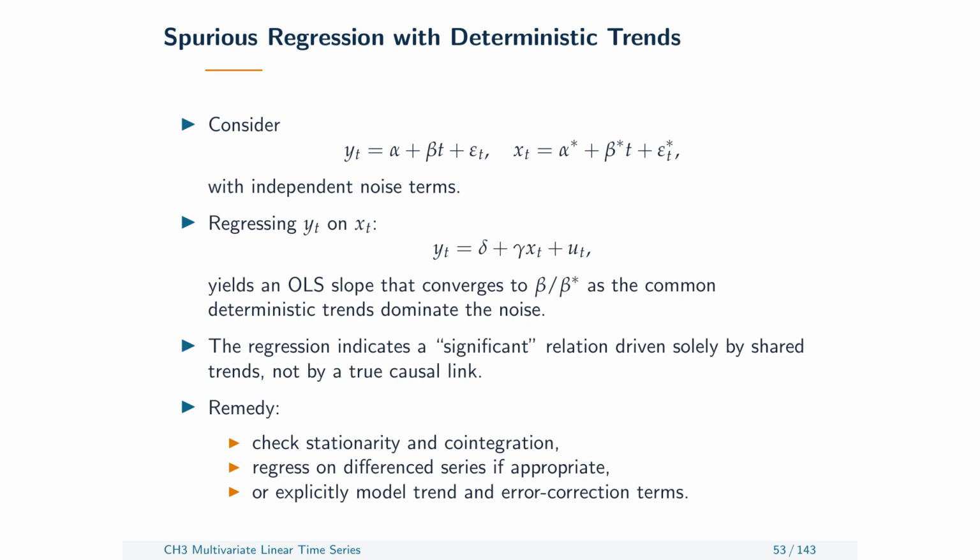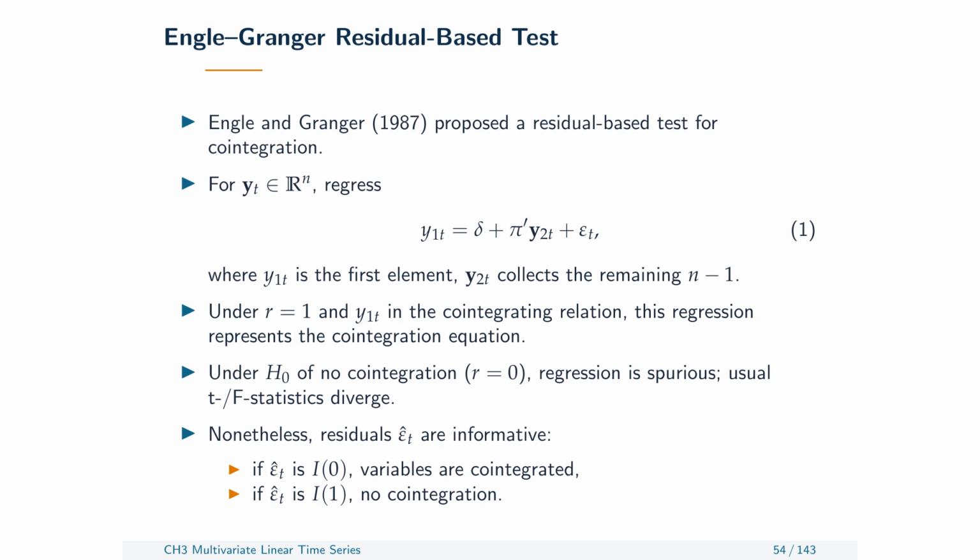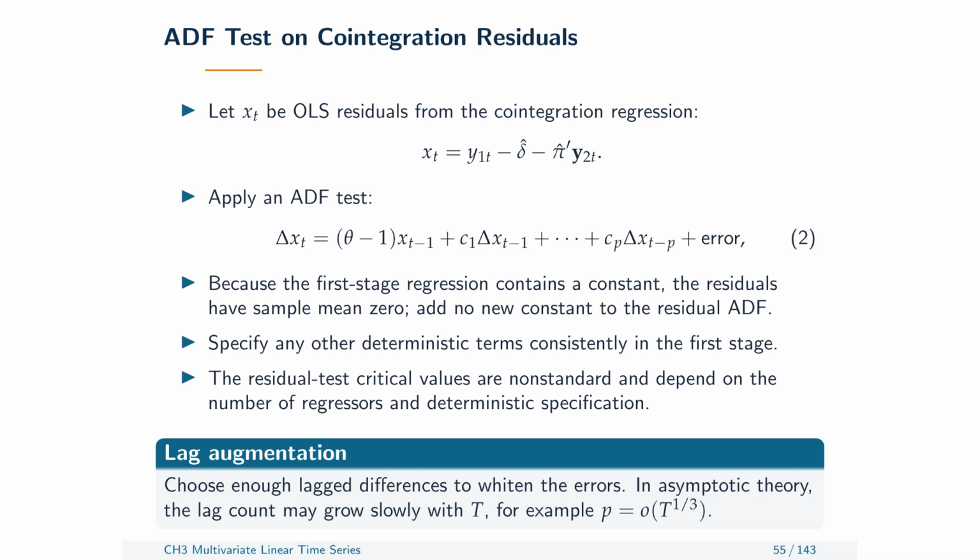Deterministic trends can create a similar illusion. This spurious regression problem is why unit root and cointegration analysis must precede long-run interpretation. The Granger procedure provides a 2-step test for one cointegrating relation. First regress one integrated level variable on the others, including the chosen deterministic terms. Then apply an augmented Dickey-Fuller, or ADF, test to the fitted residual.